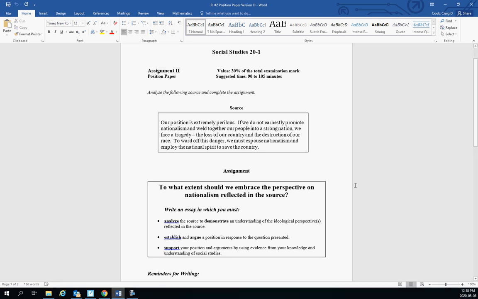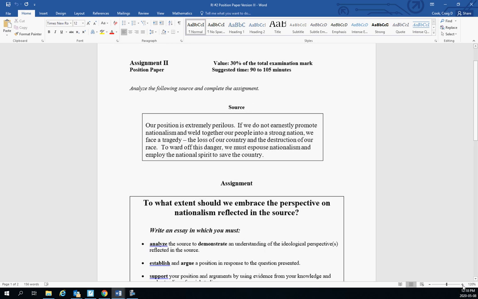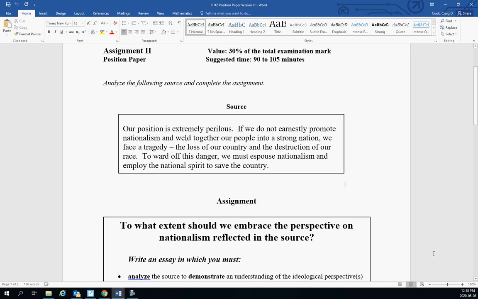This is the source for the position paper that I'm assigning you to work on this week. Digital copy can be found on D2L. I'm going to put all of the position paper stuff for related issue 2 on D2L under content just after chapter 10. I'm going to call it a separate folder called position paper tutorial, and you'll find all of this stuff in there as well. But there's the source that you're going to react to, that you're going to interpret and develop your position paper on.